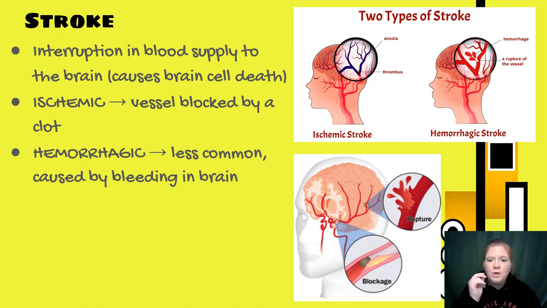And there are two types of strokes. There's ischemic and hemorrhagic. So in an ischemic stroke, a blood vessel is blocked by a clot. So a clot may have traveled to the brain and ends up causing a stroke. In a hemorrhagic stroke, it's less common, but it's caused by bleeding in the brain. So a blood vessel may have burst, okay, and caused bleeding.